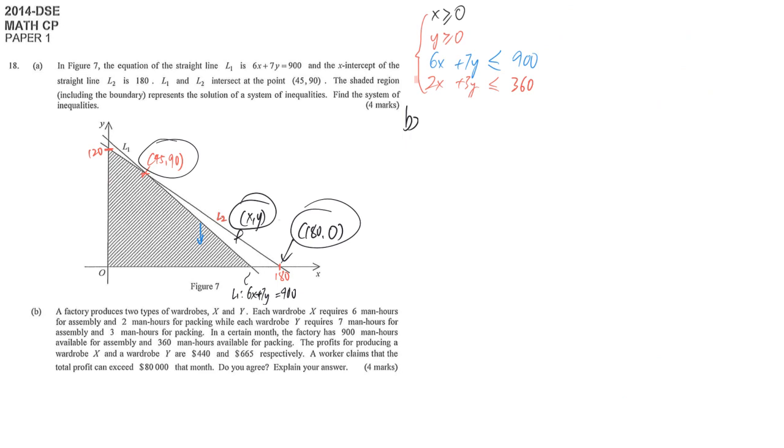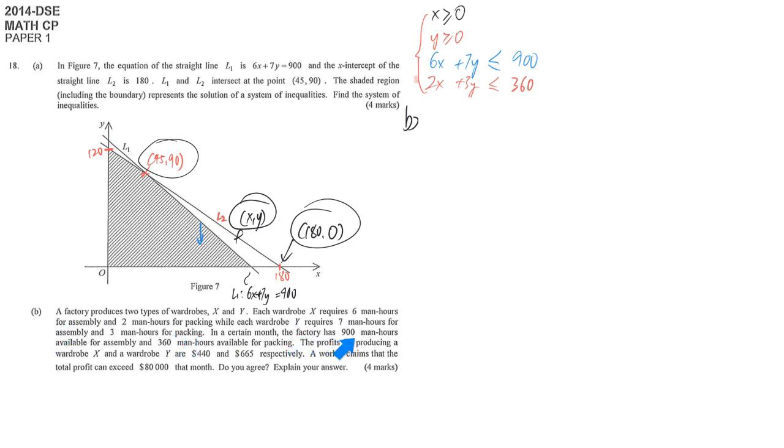In part B, one of the difficulties is to understand these very long questions. But anyway, we just spend some time. Feel free to spend more time to understand the situation. Don't be too rushed. They say that there are two types of products, and the first product, X, requires 6 man-hours for assembly, and also 2 man-hours for packing. And then another product also needs some amounts for assembly and also packing.